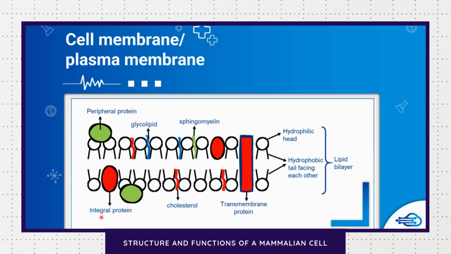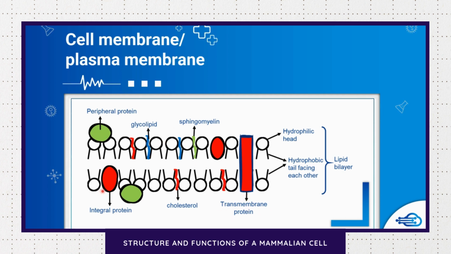So that is the integral. The word integral itself means a part of something, right? So it is inherent to the membrane. That is why integral protein. A type of integral protein is transmembrane protein. As the term indicates, transmembrane, it is covering the entire membrane, the entire lipid bilayer. So it has two faces, one facing outside and one facing inside.